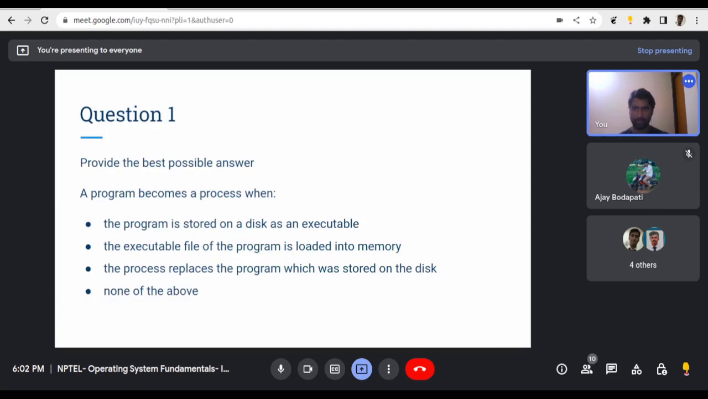A program becomes a process when: the program is stored on a disk as an executable; the executable file of the program is loaded into memory; the process replaces the program which was stored on the disk; or none of the above. Would anybody like to contribute to the answer?